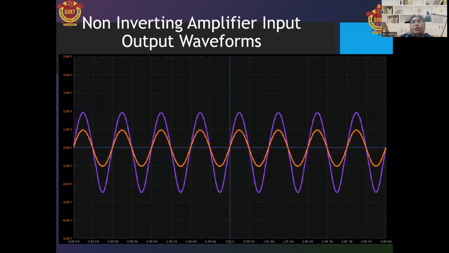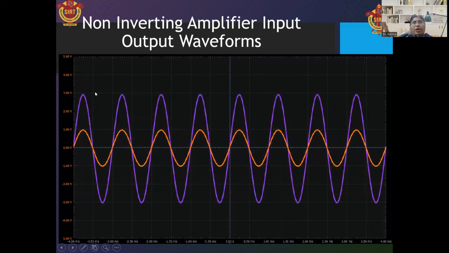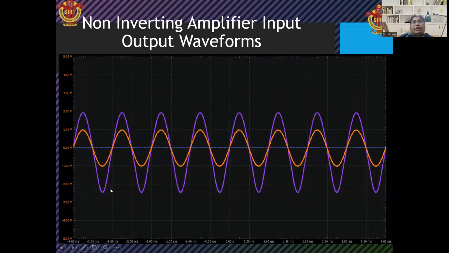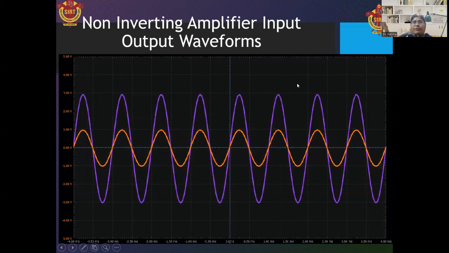So it is possible to change the amplification of the output of the non-inverting amplifier, but the phase will not be changed by changing the values of RF and R1.